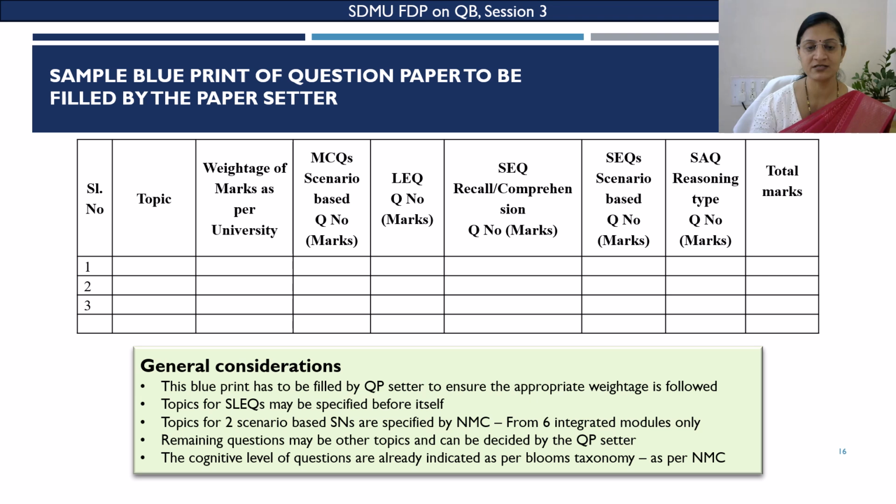So cognitive levels of questions are already fixed as per the NMC guidelines. Almost all are coming under different categories of Bloom's taxonomy, which are fixed. So need not worry about those things, because short essay question recall and comprehension will always be at level 1 and level 2. SAQ at reasoning type of question may always be at a higher level. So according to the groups of these different questions, the Bloom's taxonomy levels automatically get fit into different types of questions. Thank you.